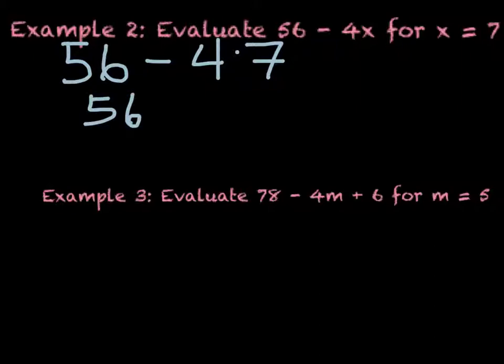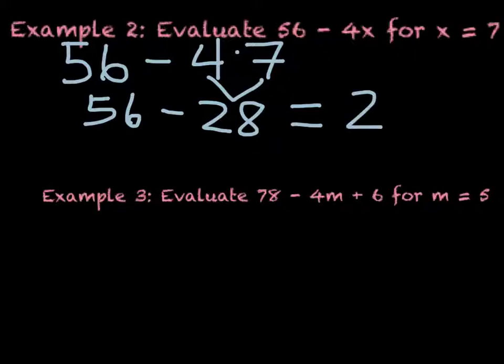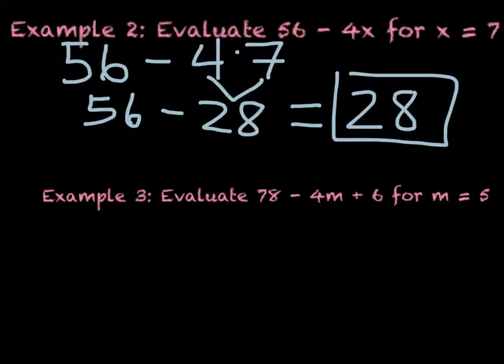So I'm simply going to copy down my 56 minus. Instead of 4 times 7, however, I'm going to replace that with a 28. I'm going to simplify. At this point, all I have is subtraction left, so I'm going to subtract 56 minus 28, which is going to give me 28, and 28 is going to be my final answer.